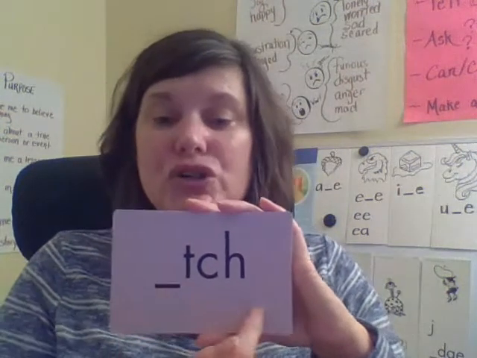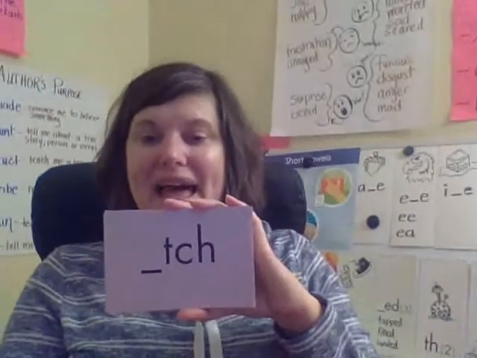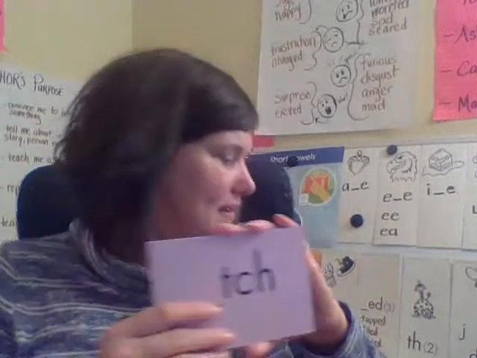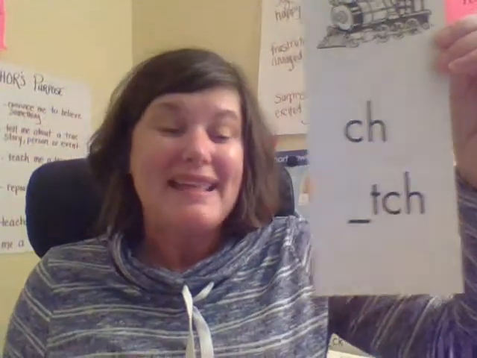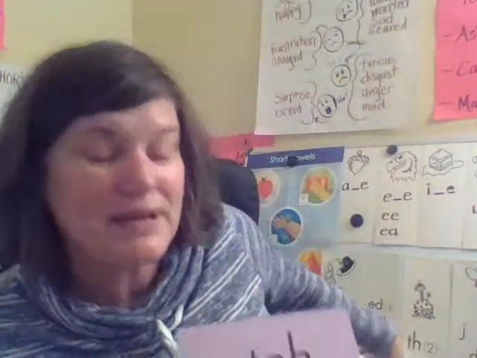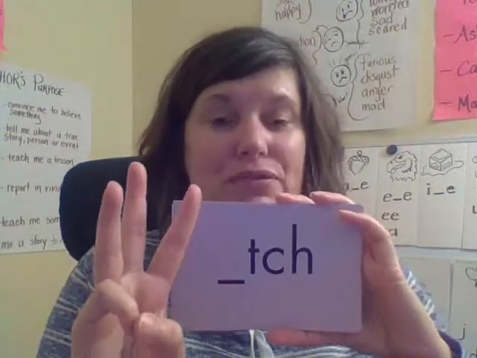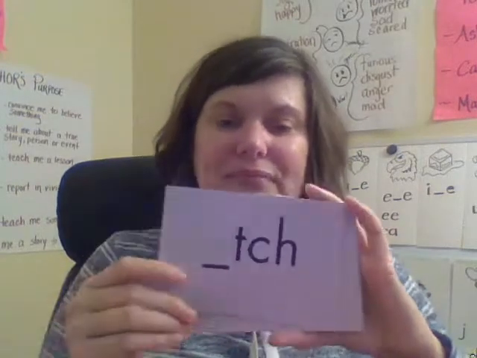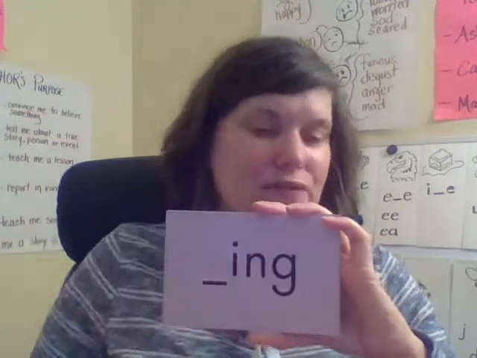My turn, ch. Together, ch. Your turn. Good. And that, of course, is like, oh, I don't have it up there. Here it is, like the choo-choo train. And this is a digraph. Remember, a digraph is when you have two or more letters that make one sound. In this case, we have three letters that make one sound. And this means the spelling is only at the end of a word.